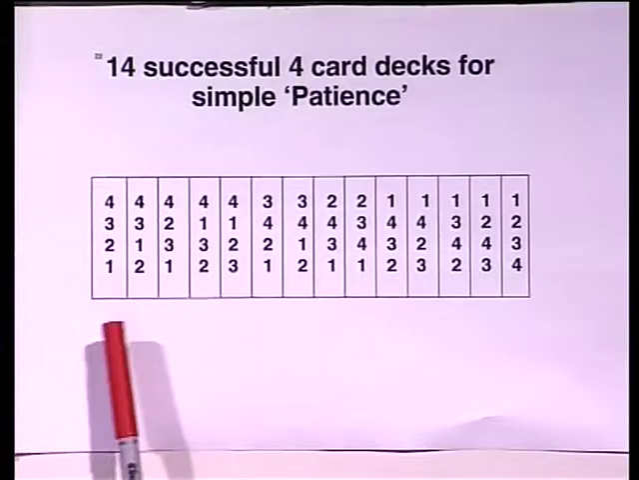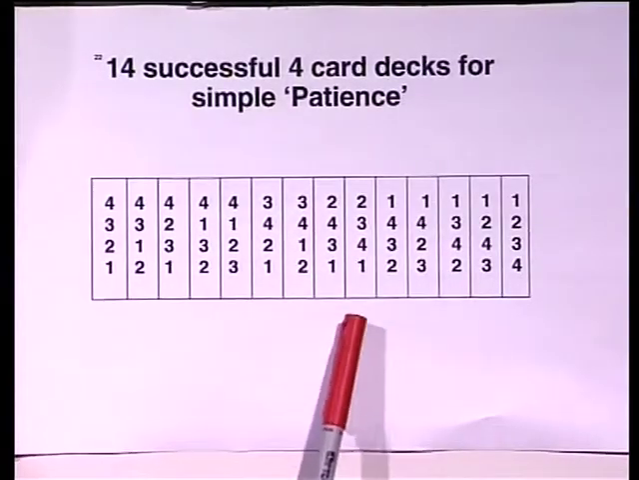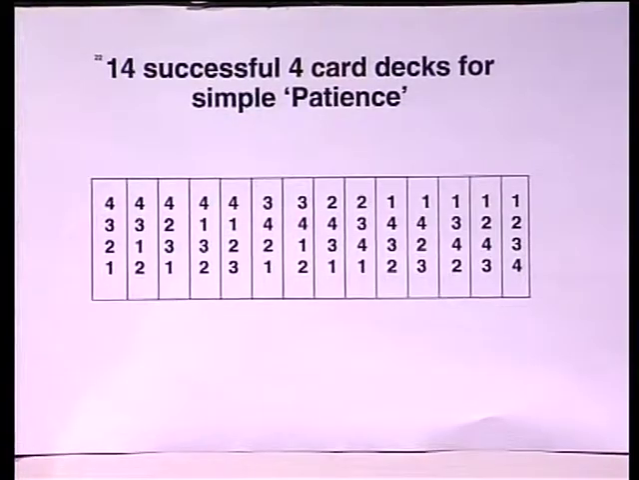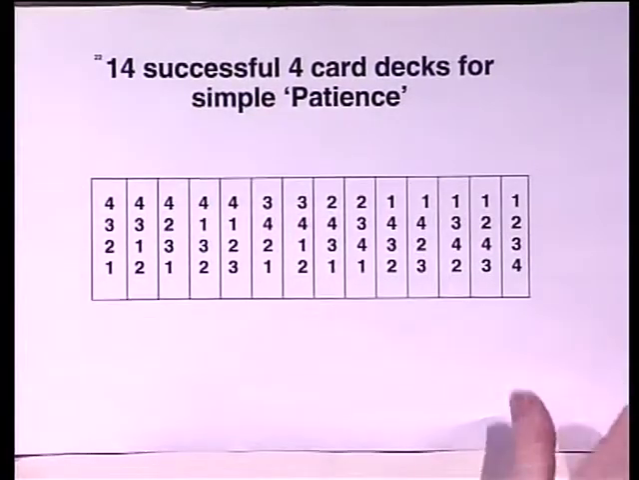And so we can now tell exactly how many of these patience games will come out. In the case of 5 cards, it would have been 42, the 5th Catalan number. In the case of 4 cards, 14 orders of cards would have given rise to successful games of patience. And in fact, here are the 14 different ways in which the cards can be arranged in order to give rise to a successful game of patience.